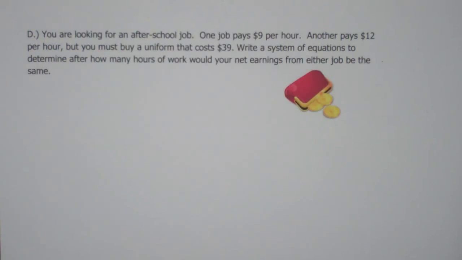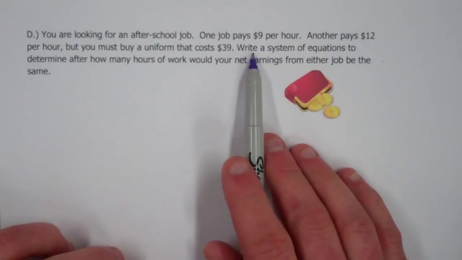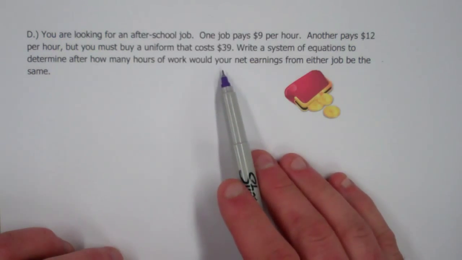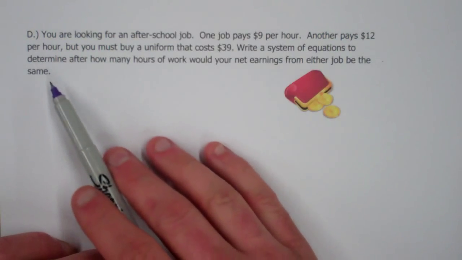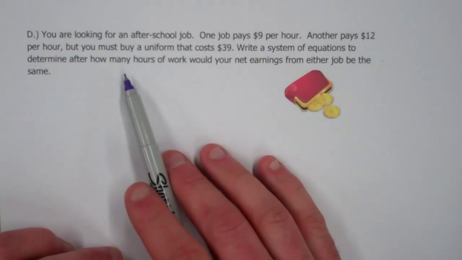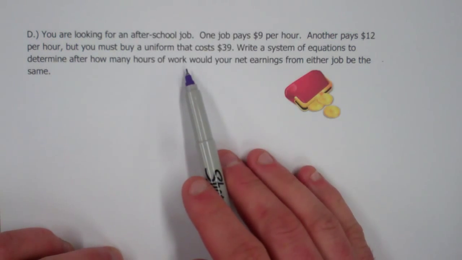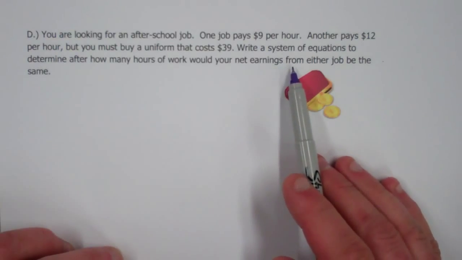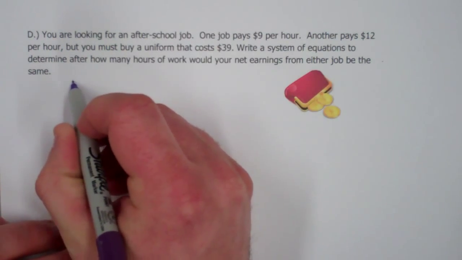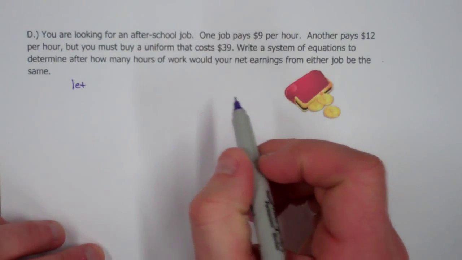In example D, if we read the last sentence first, we want to write a system of equations to determine after how many hours of work would your net earnings from either job be the same. And if we read this last sentence, we can tell here that we don't know how many hours that you work, and we don't know the total of your net earnings. So what we can do is even introduce some variables right now without even reading the rest of the question.